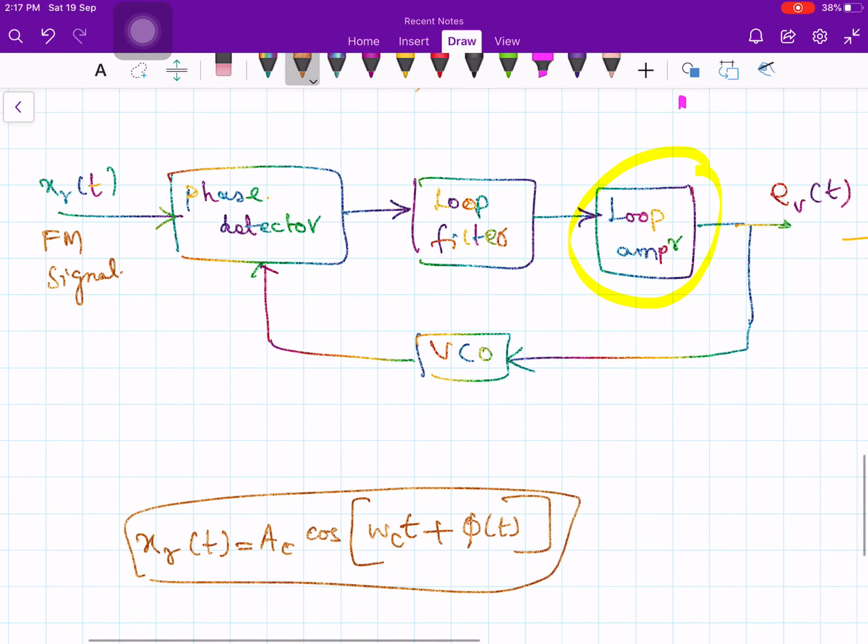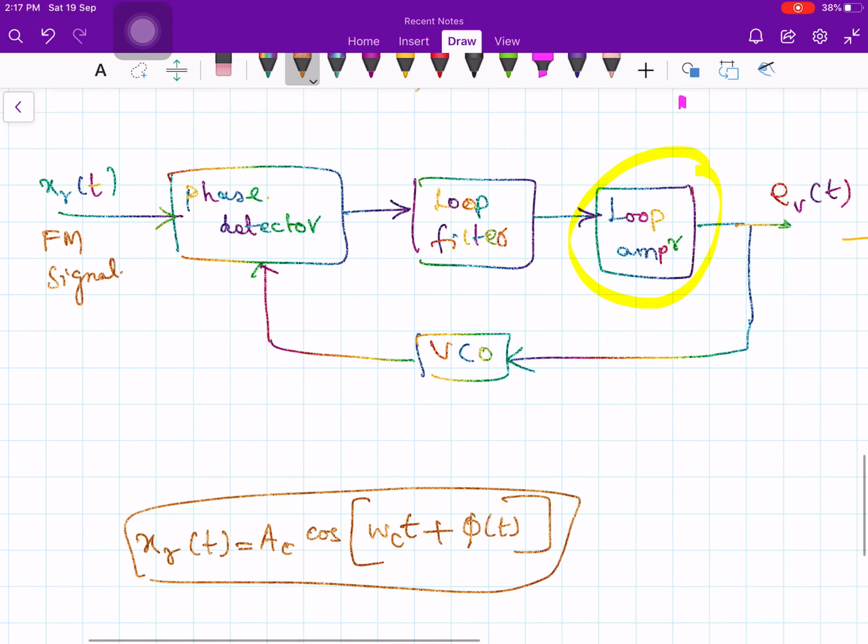What is the relationship between phi of t and M of t? This is equal to 2 pi times k suffix f integral from minus infinity to t of M of tau d tau. Therefore, phi of t is directly related to M of t. If you differentiate this equation, d phi of t by dt is equal to 2 pi kf times M of t. Remember this one.